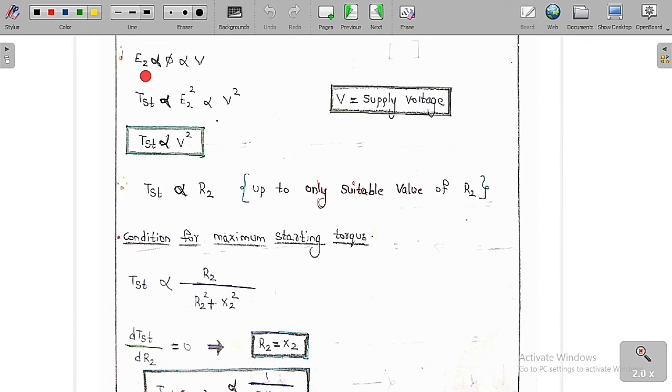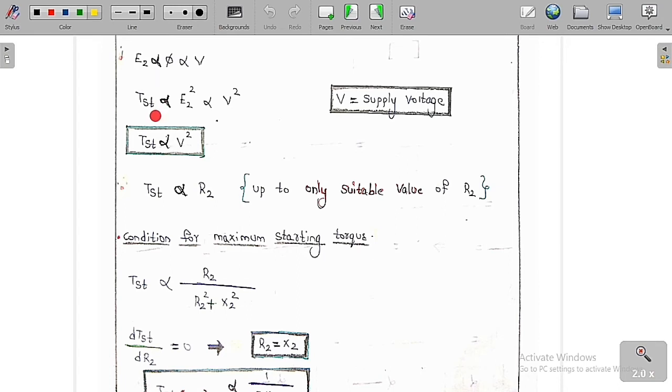So now we can say EMF which is induced in the rotor is directly proportional to flux which is present in the air gap. So whatever the flux is, it is directly proportional to supply voltage. So whenever the supply voltage increases, the rotating flux is going to increase. Whenever the rotating flux increases, then the EMF induced in the rotor also increases. So this is the point that you always have to remember.